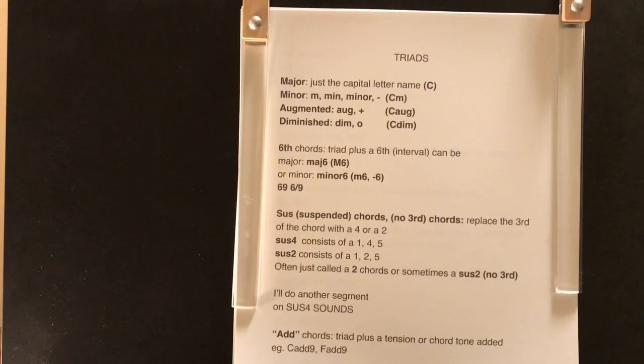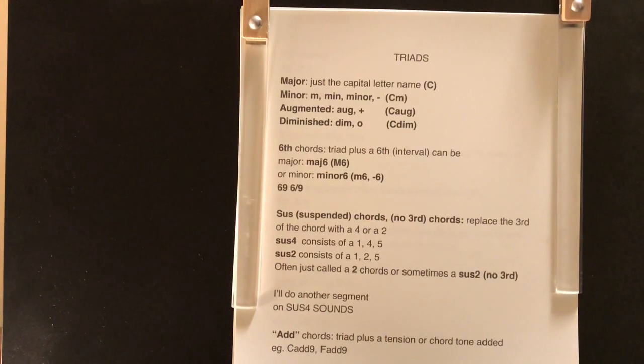Here's a chart of what we just talked about. You have your major triad, 1, 3, 5, minor, and the various ways you'll see that written as a chord symbol, even a minus sign. That's the way I make it. And then an augmented, AUG or a plus. That's how that sounds. Then the diminished, and sometimes that's written as a little O after the chord name.